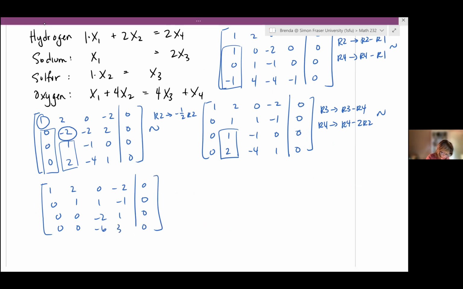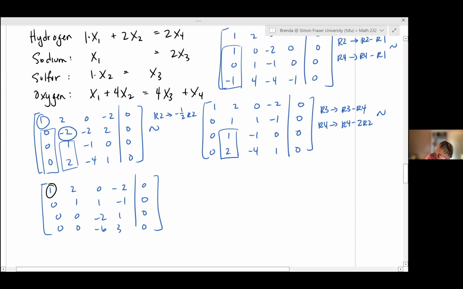Okay, now we're in the situation where we've got a leading one here, zeros below here and here. We move on to looking at this guy right here. We're wanting to make that into a leading one with zeros below. Now, how am I going to do that? I am going to take R3 to be minus a half R3. And I'm also going to take R4 and replace it with R4 minus 3R3.